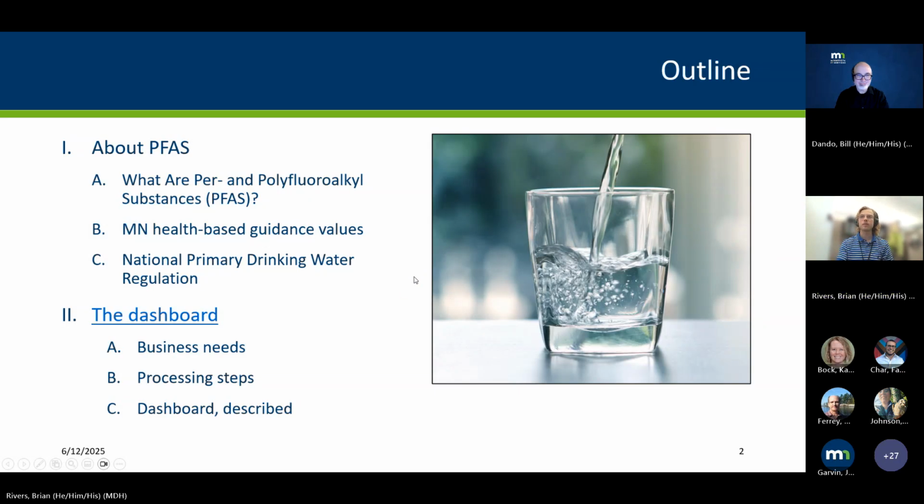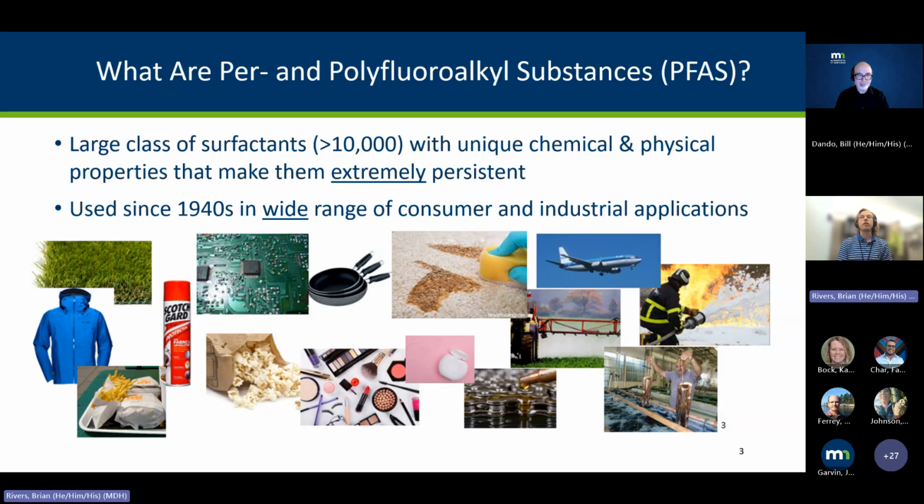So, all right, what are per and polyfluoroalkyl substances? They are a large class of surfactants. So that just means that they're chemicals that deal with the surface tension of water, and the number on the screen here says 10,000. Depending on how you define it, there could be more, could be less. Really, the takeaway message here is that we're still learning quite a bit about this family of chemicals, and being that there are greater than 10,000 of them, each have their own unique chemical and physical properties that make them persistent in the environment.